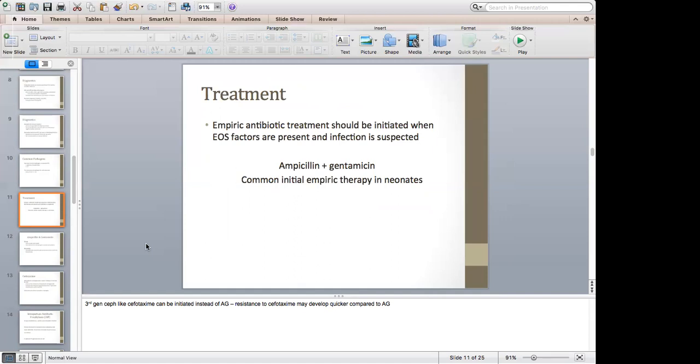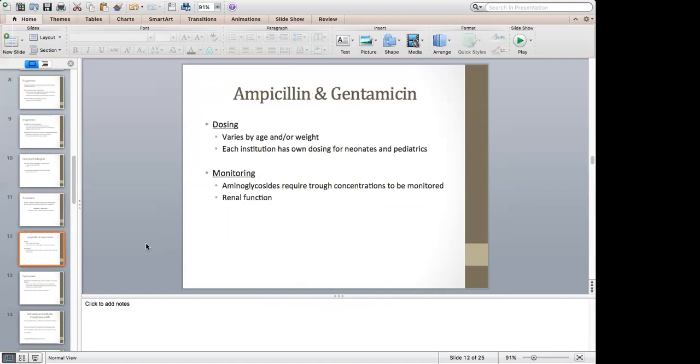And so you want to use ampicillin plus gentamicin. Dosing for these varies by weight and or age, and each place that you work has their own dosing protocols for neonates and pediatrics. For monitoring, for aminoglycosides, you're going to monitor trough concentrations, you're going to monitor renal function, and also for ototoxicity.